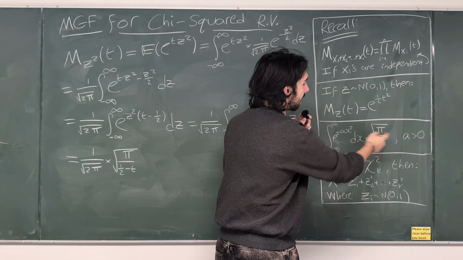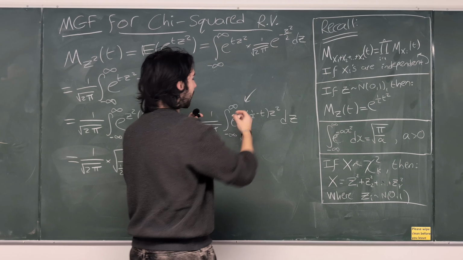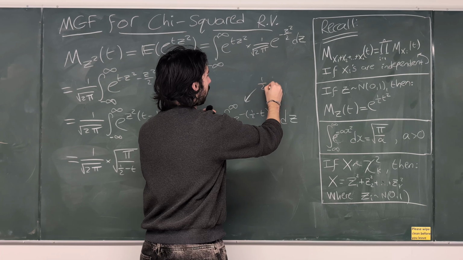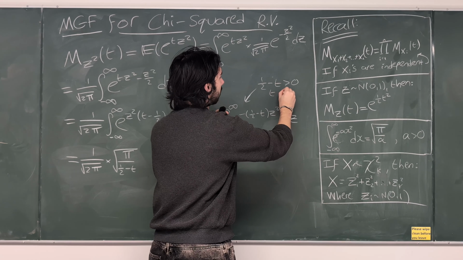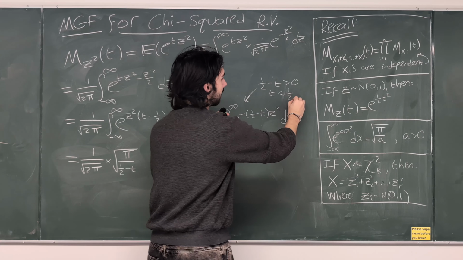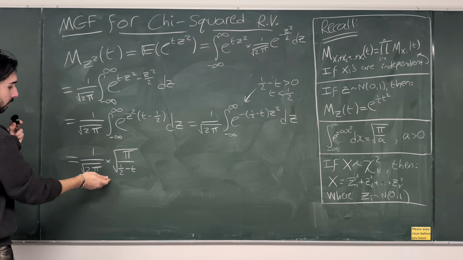We know here that a has to be greater than 0, which means that at this point, in order to progress to the next step, we need a half minus t to be greater than 0. Or in other words, just by rearranging, t needs to be less than 1/2, otherwise it won't work. Okay, so as long as that's the case, we've got this.